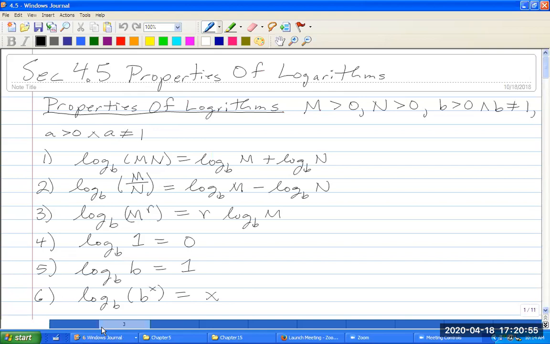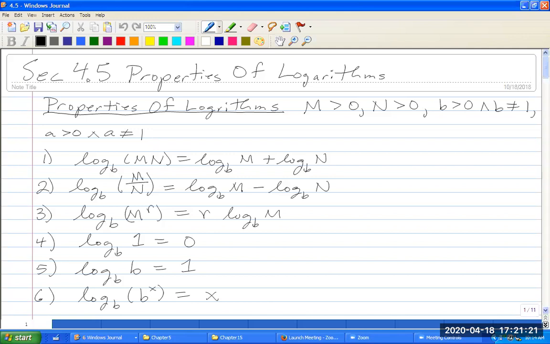Section 4.5, properties of logarithms. Let me give you some properties of logarithms. Let's assume m is greater than 0, n is greater than 0, b is greater than 0 and not equal to 1, a is greater than 0 and not equal to 1.